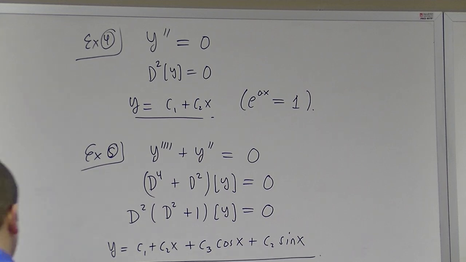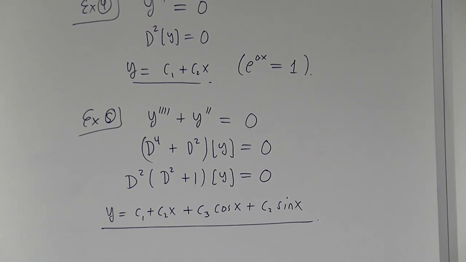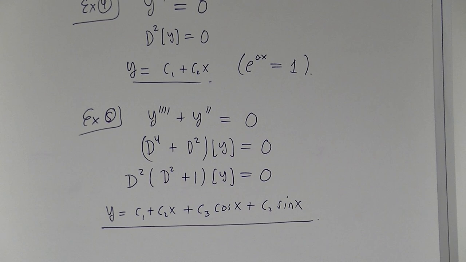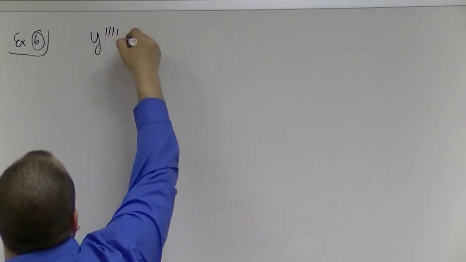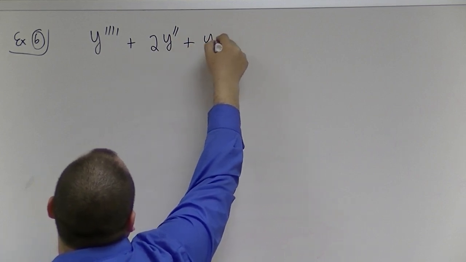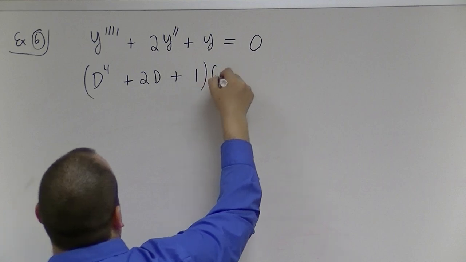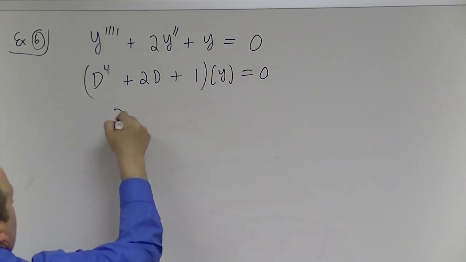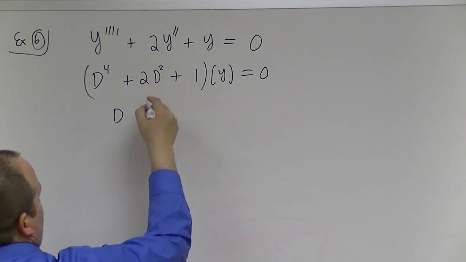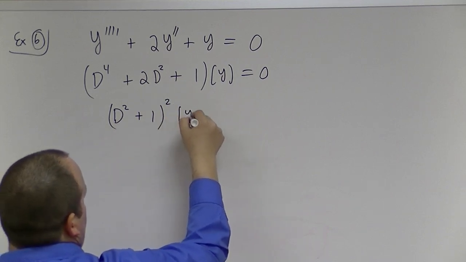In contrast, example 6, if I have y prime prime prime prime plus 2y prime prime plus y equals 0, this would give me d to the 4 plus 2d squared plus 1. That's important too, because otherwise I can't make the next step, which is that's (d squared plus 1) squared. Right?